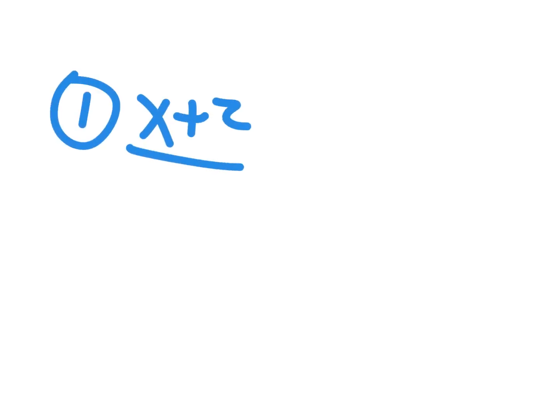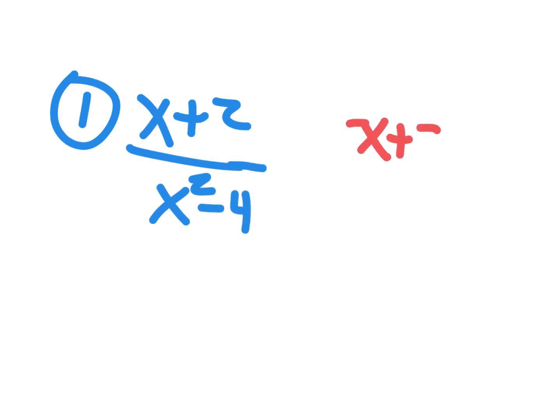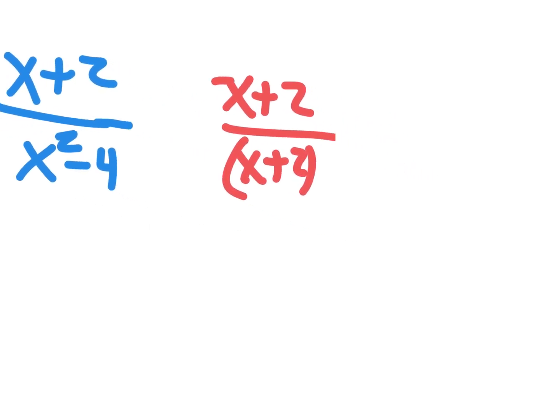Okay, so let's do the first problem off of the worksheet. Lou, can you read me number 1, please? X plus 2 over x squared minus 1. I feel like it should factor. What do you factor the bottom to, Lou? X plus 2 and x minus 2. And when you do that, something cancels.